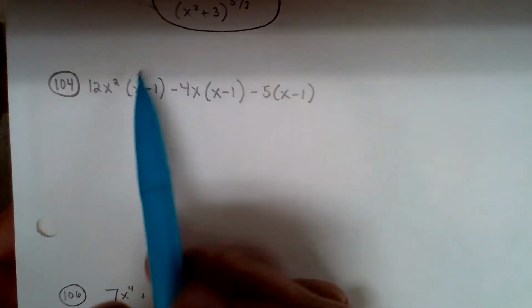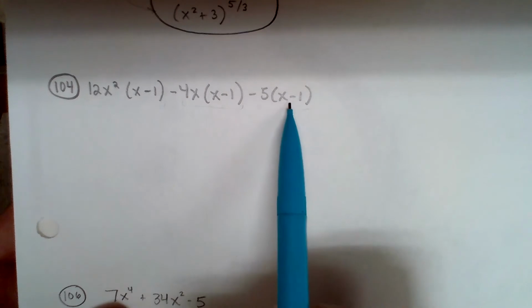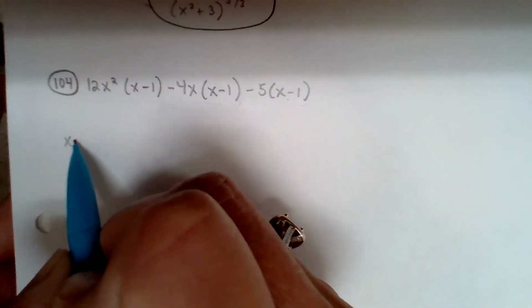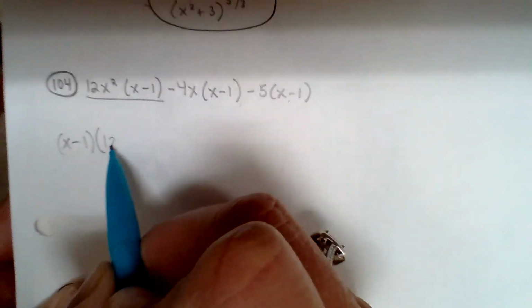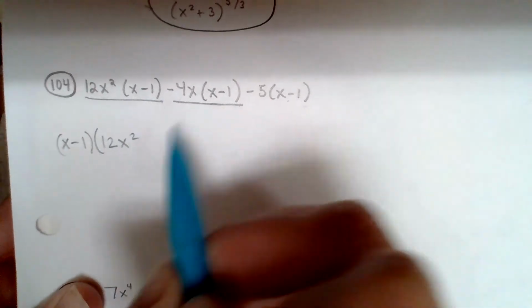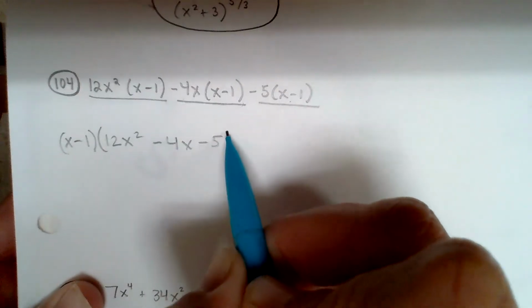On 104, oops, I have my paper here, sorry. On 104, it's a trinomial, each of which has an x minus 1 term. So I'm going to take that x minus 1 out in front, and I'm left with 12x squared here, minus 4x here, and minus 5 here when I divide out that x minus 1.